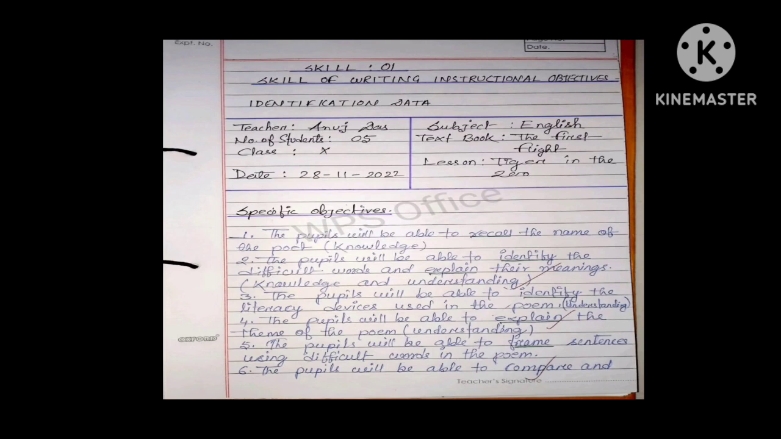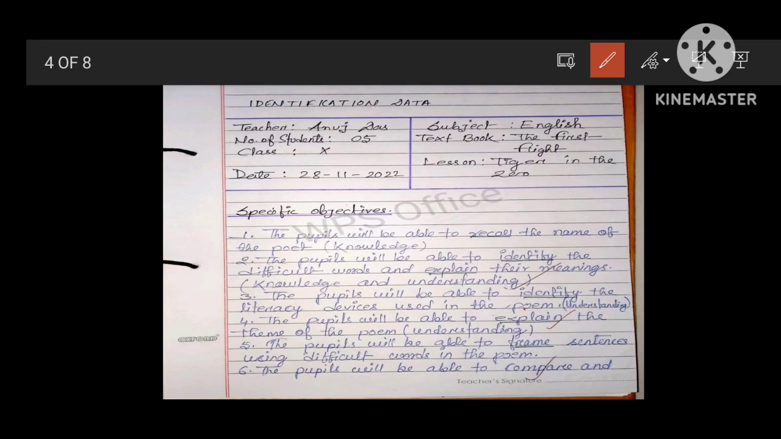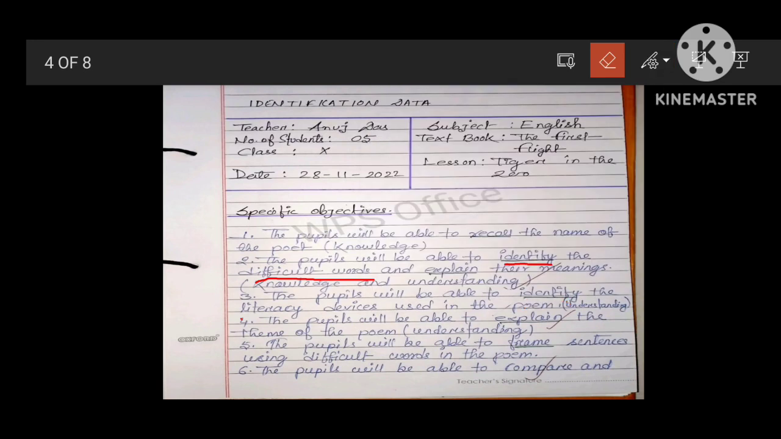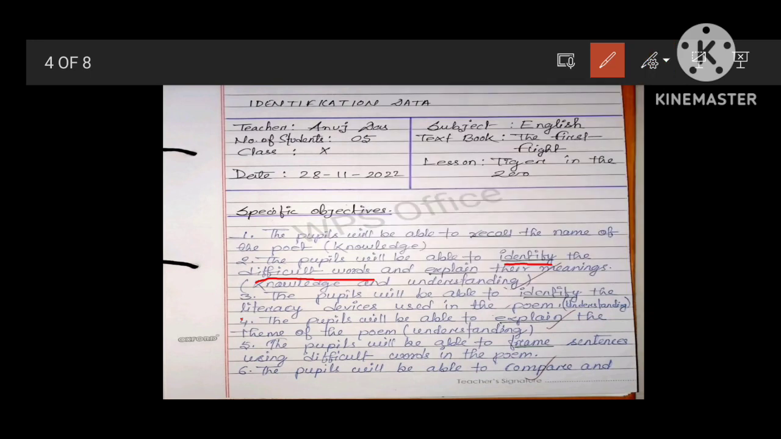So moving further, we can see that the pupils will be able to do what? The pupils will be able to identify. They will be able to identify what? Identify the difficult words and also explain their meaning. So they will be able to identify different difficult words, and that identification will be coming under the knowledge level of the cognitive domain. There are different levels and knowledge is the basic level. Okay, then go to the understanding.